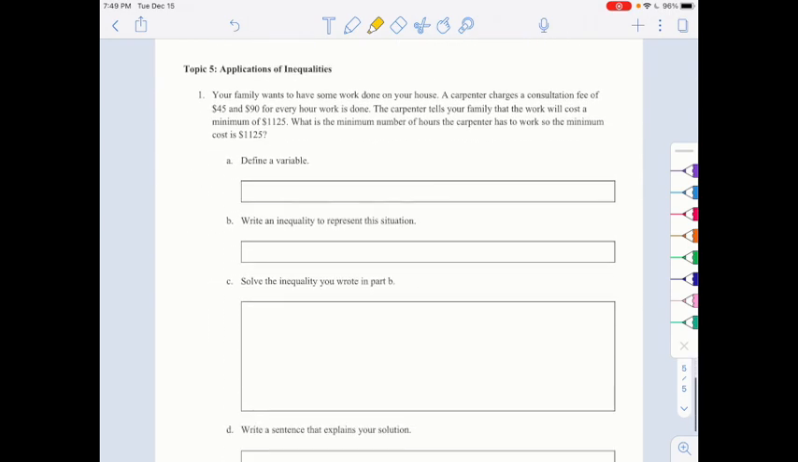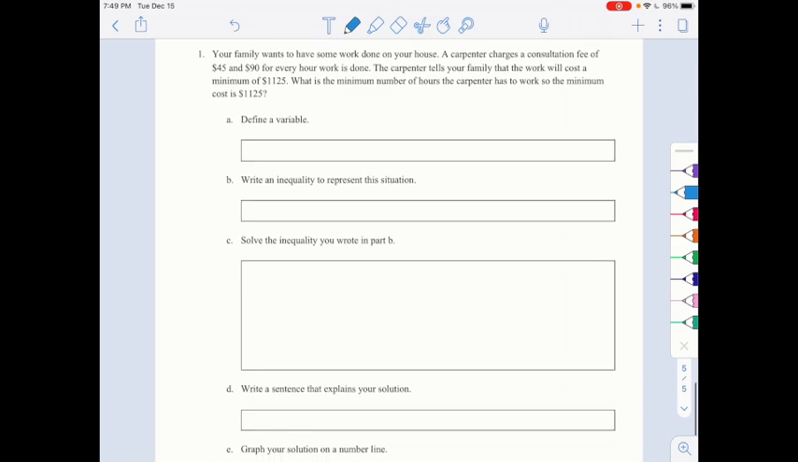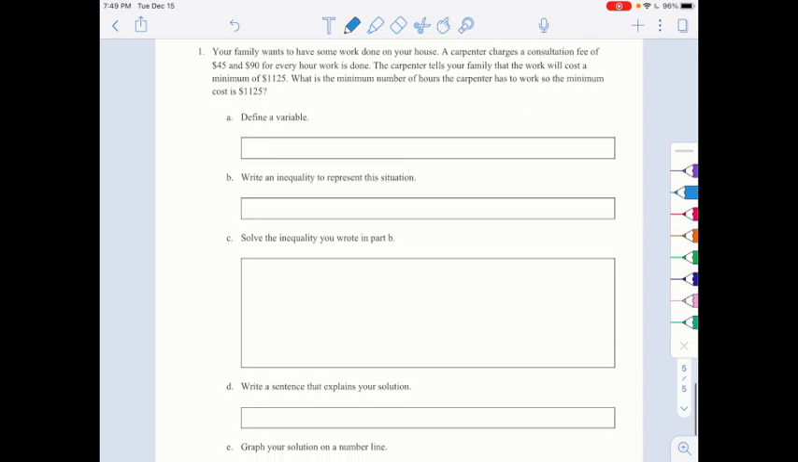Last one is my word problem for inequalities. Don't forget, literal equations is also on the test. It just wasn't in this practice because you had just had homework on it. So your family wants to have some work done on your house. A carpenter charges a consult fee of $45, and so that's the 0th term because it doesn't change, and charges $90 for every hour, so that's our pattern.